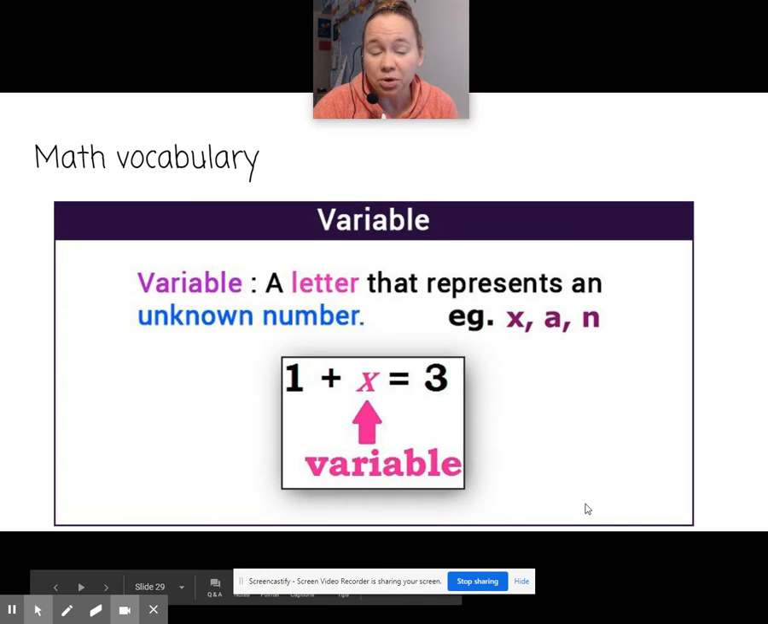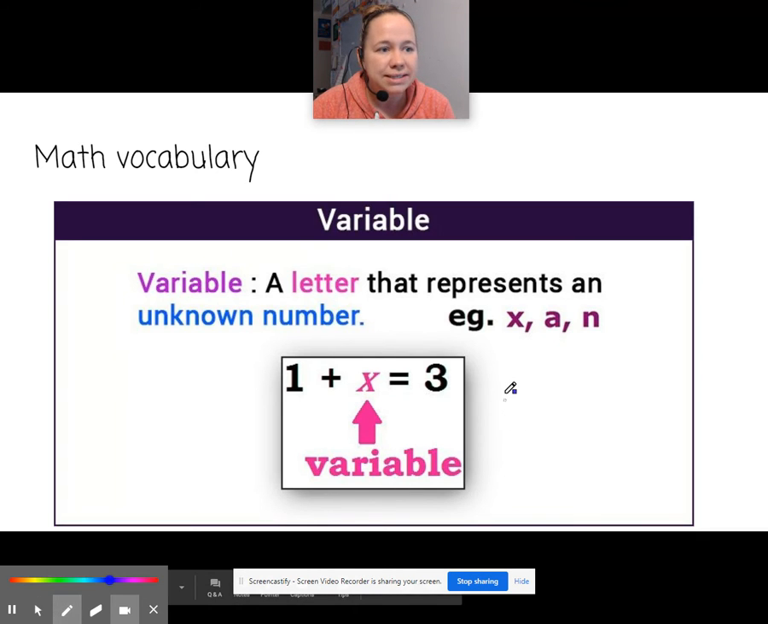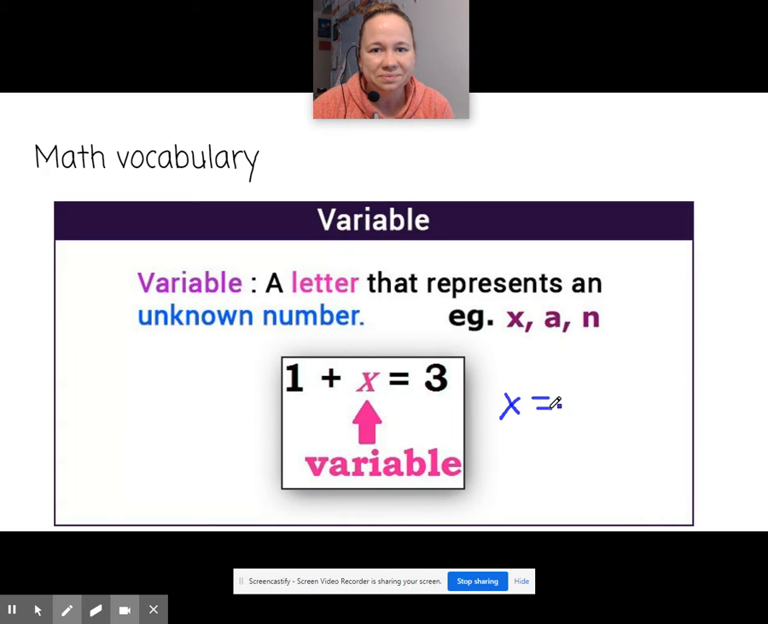The word variable. We actually talked about this a little bit earlier. A variable in math is a letter that represents an unknown number. So for example, we have 1 plus x, x is your variable, equals 3. And you could solve for x. What does x equal? You're so smart. 2. Great.